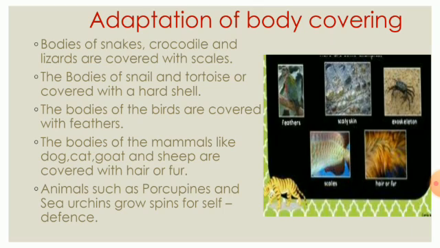Animals such as porcupine and sea urchins grow spines for self-defense. They have needle-like body covering to defend themselves from any attackers.